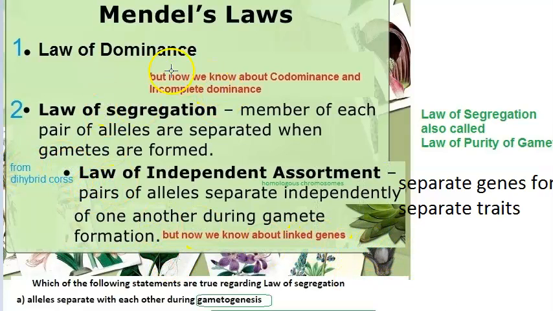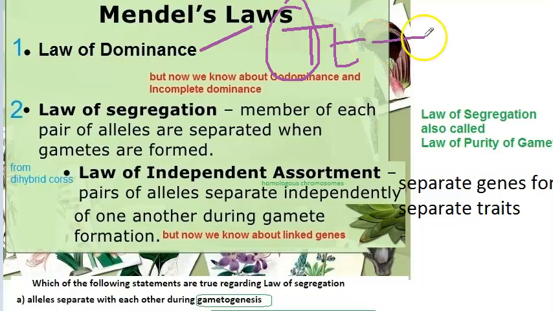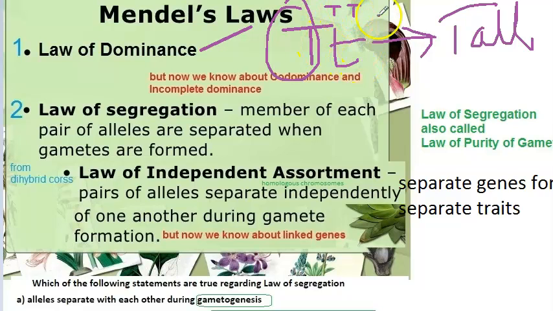Law of dominance: some things are dominant. In a heterozygous condition, the dominant one will express and the recessive one won't express. So this person will end up becoming tall. The phenotype will be tall. The genotype can be capital T small t or capital T capital T. In both scenarios, the person will be tall. This is called the law of dominance.